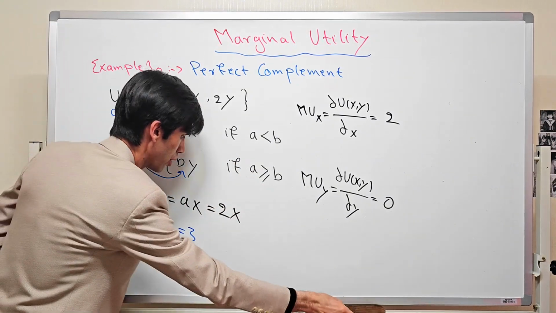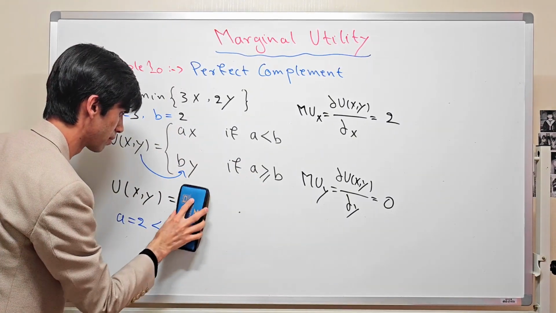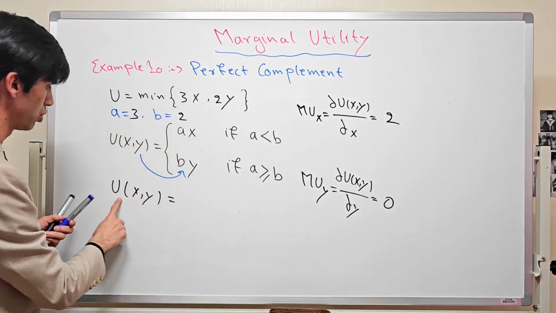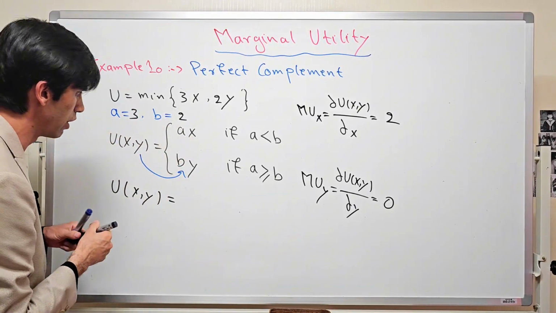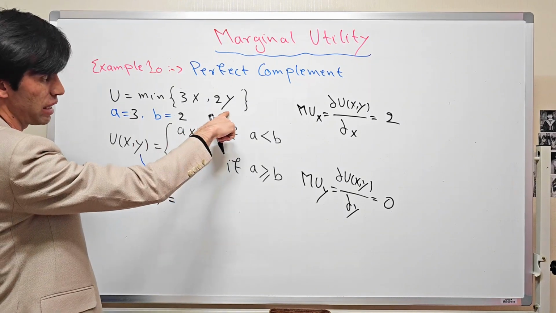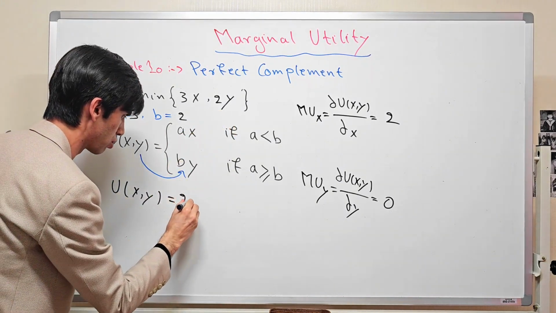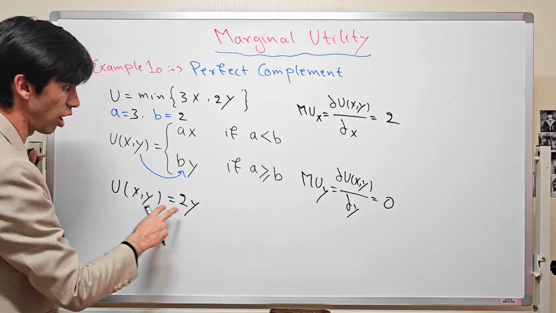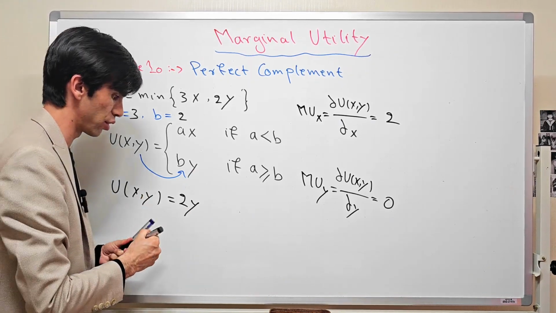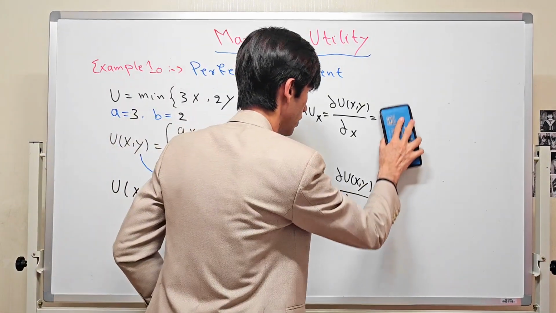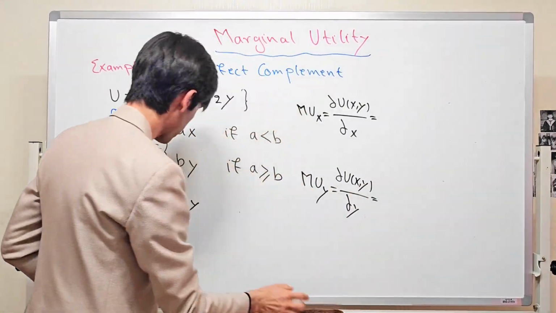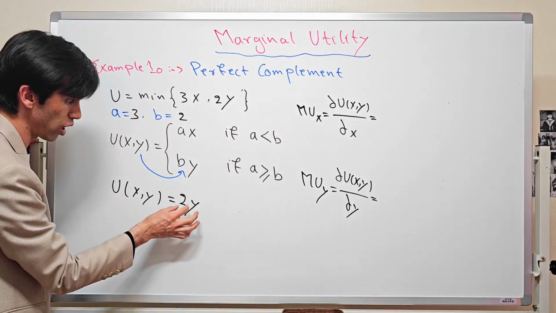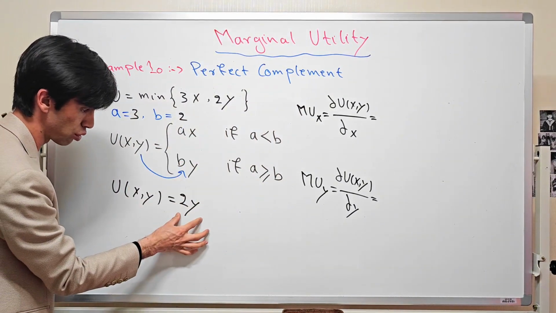So now, our utility function will change to this format, which is U(x,y) equal to 2y. Now let's find the marginal utility of x and y for this type of utility function. In this case, as b is less than a, we take the format of by, where b is equal to 2, so it changes to 2y.